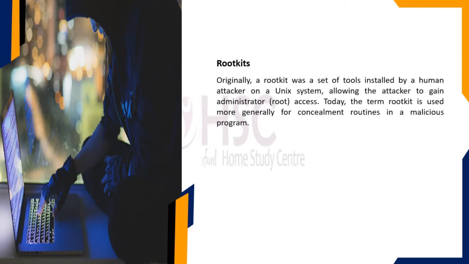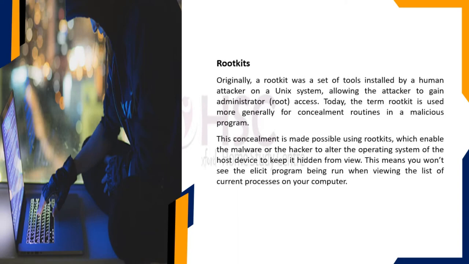Rootkits. Originally, a rootkit was a set of tools installed by a human attacker on a Unix system, allowing the attacker to gain administrator root access. Today, the term rootkit is used more generally for concealment routines in a malicious program. This concealment is made possible using rootkits, which enable the malware or the hacker to alter the operating system of the host device to keep it hidden from view. This means you won't see the illicit program being run when viewing the list of current processes on your computer.